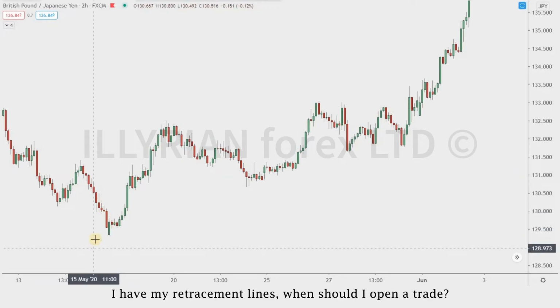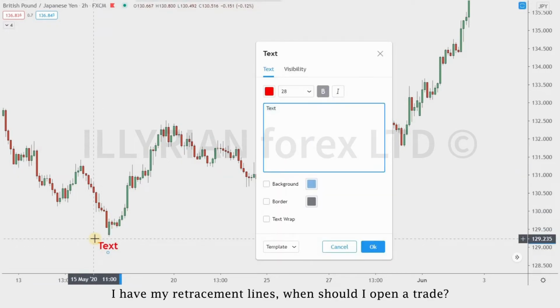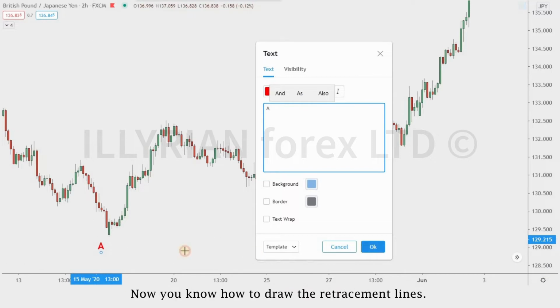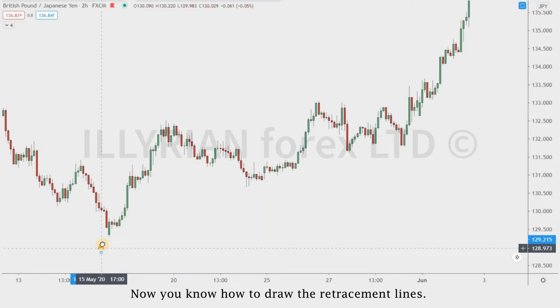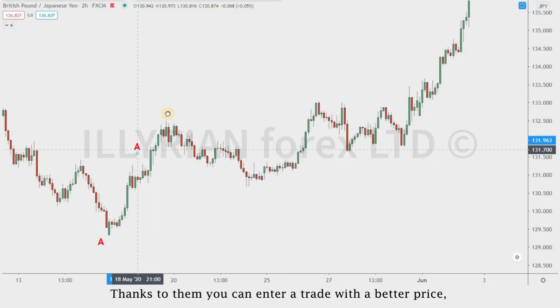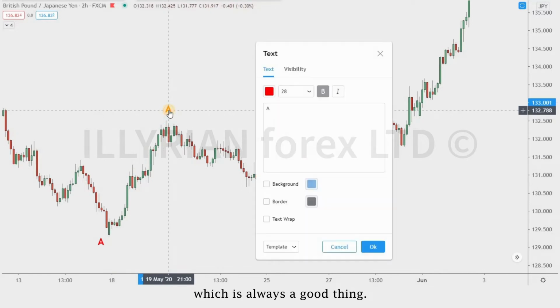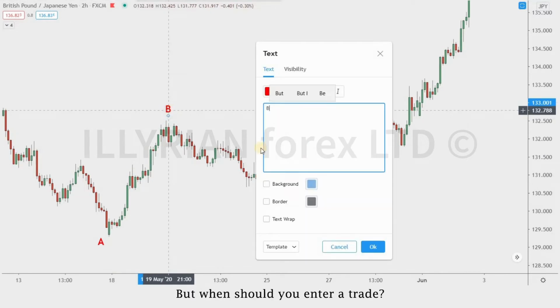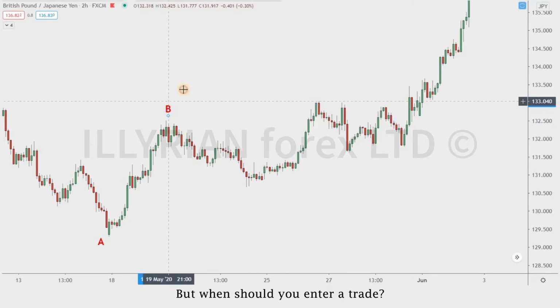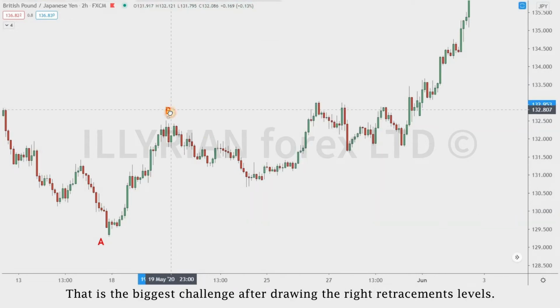I have my retracement lines. When should I open a trade? Now you know how to draw the retracement lines. Thanks to them, you can enter a trade with a better price, which is always a good thing. But when should you enter a trade? That is the biggest challenge after drawing the right retracement levels.